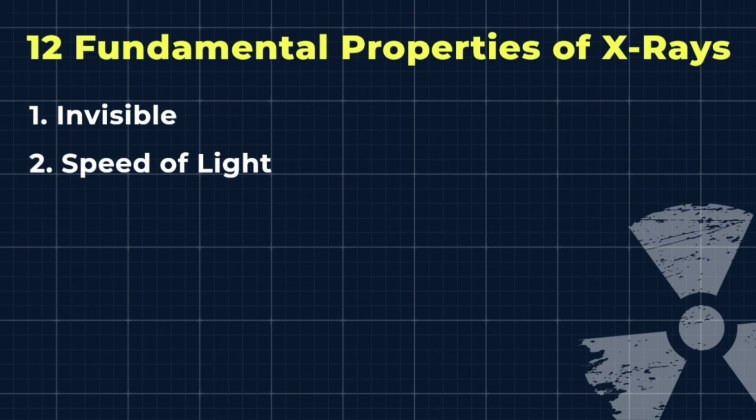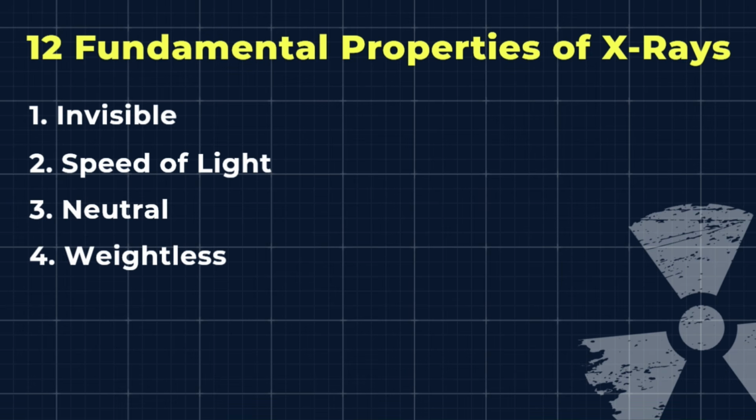Second, they travel at the speed of light in a vacuum, this X-ray tube. Third, X-rays are electrically neutral. They do not have a negative or positive charge. Fourth, they have no mass. They are weightless. Fifth, X-rays cause ionization, which is the process of gaining and removing an electron from an atom within the patient's body. An atom is normally neutral because it has the same number of protons and electrons. But if enough energy knocks an electron out of its shell, the atom becomes a positive ion.